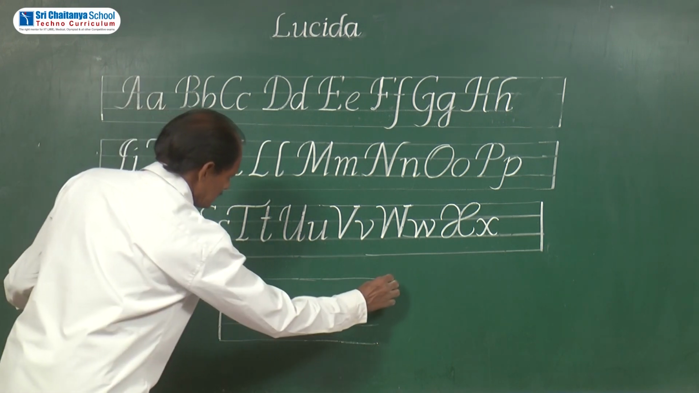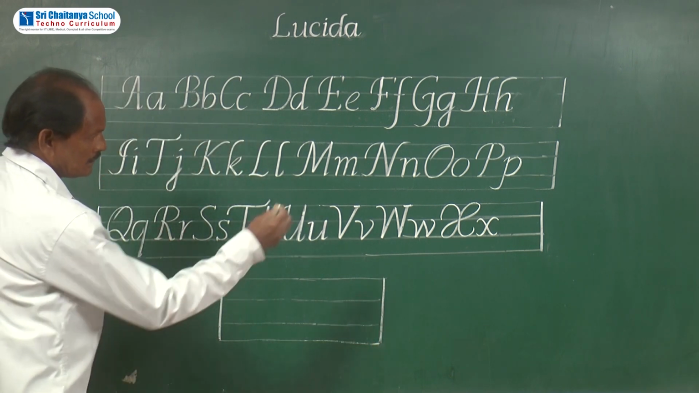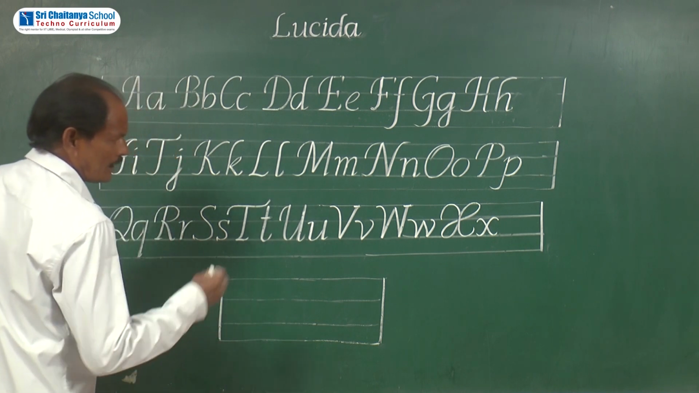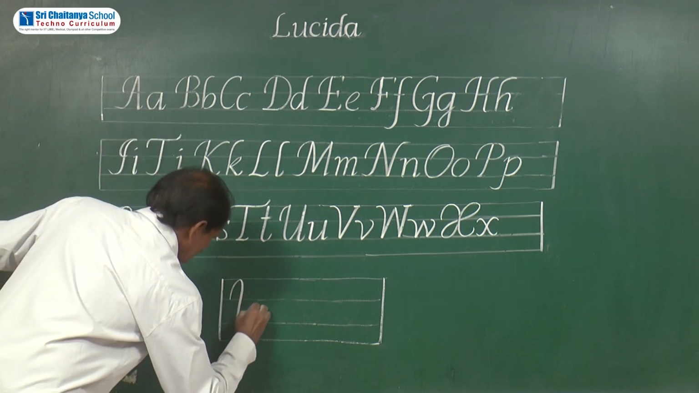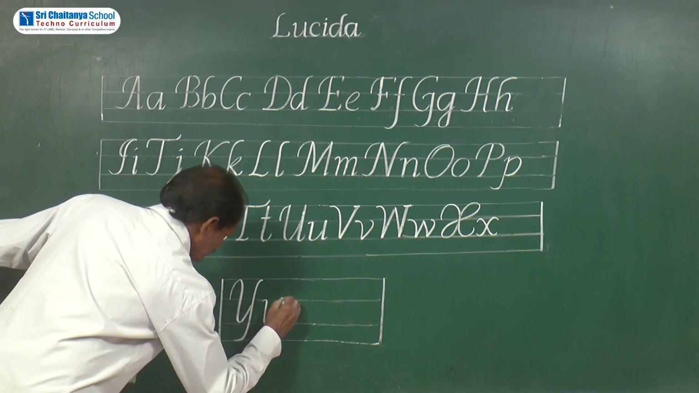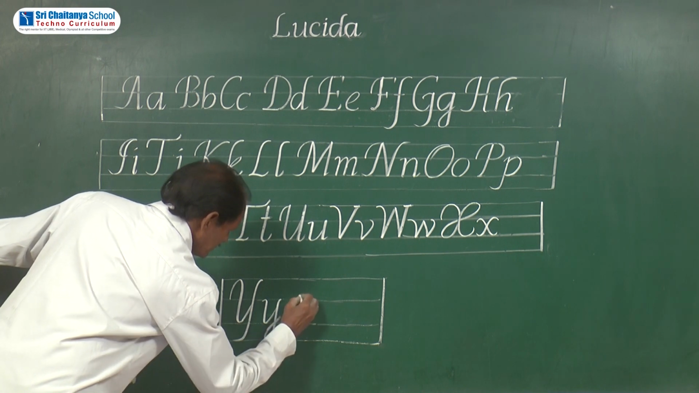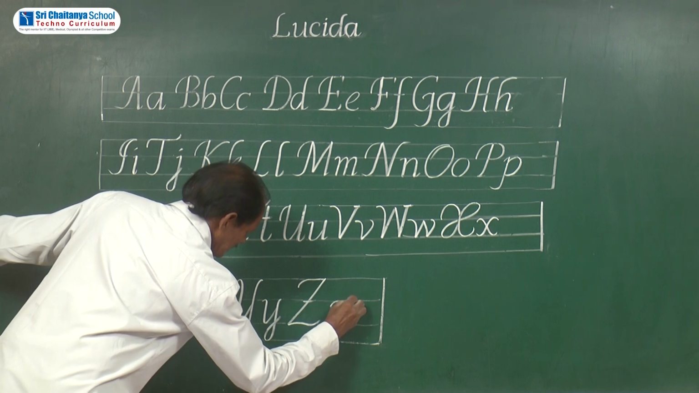Is this small x and capital X and small x? After that capital Y and small y, capital Z and small z.